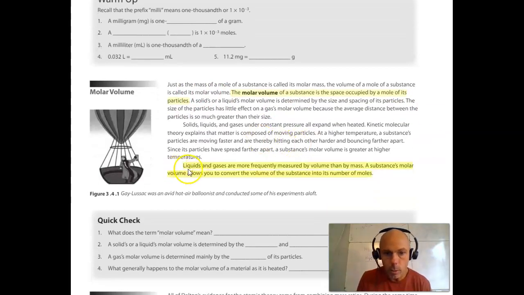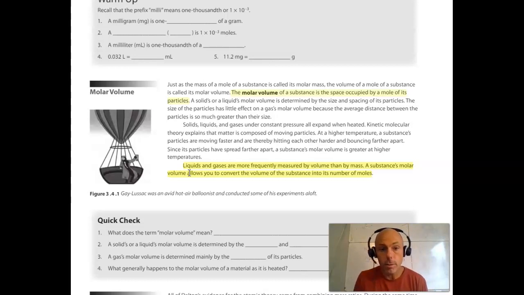Further down it says liquids and gases are more frequently measured by volume than mass. And a substance's molar volume allows you to convert the volume of a substance into its number of moles.